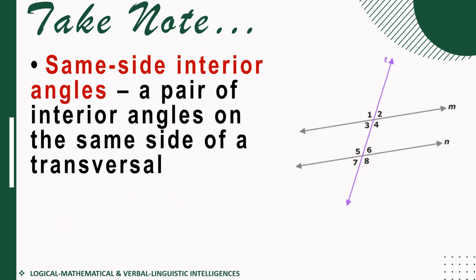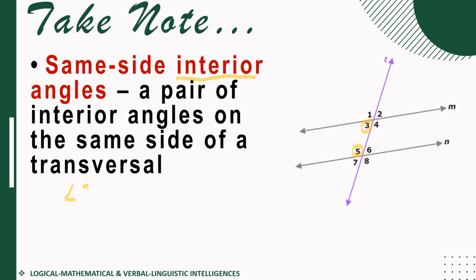Alright, next, how about same side interior angles? This time, still, we are going to consider interior angles only. Those pair of angles should both be interior angles. By definition, this is a pair of interior angles on the same side of the transversal. So we have 3 and then we have 4, both interior angles at the left side of the transversal.